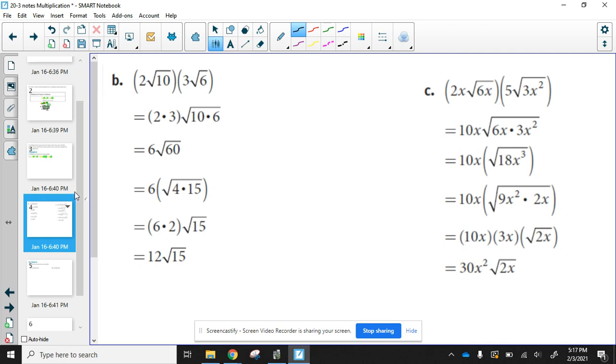What do we got here? These are just more examples. So again, I'll do the same pattern of using highlighting. Again, we have to look at our coefficients. So 2 times 3 gets separated, and then we look at our square root value. So root 10 times root 6, so square root of 10 times 6. They do a really good job of keeping this organized. Okay, I see where this problem's a little different. So you get 6 root 60.